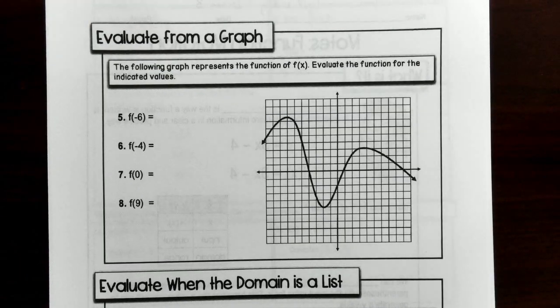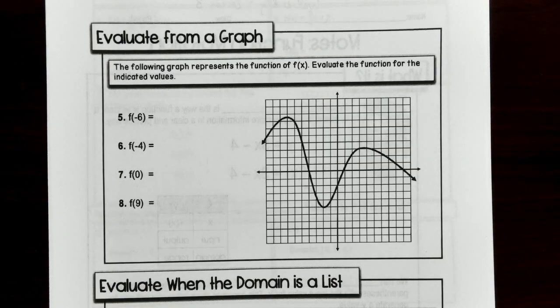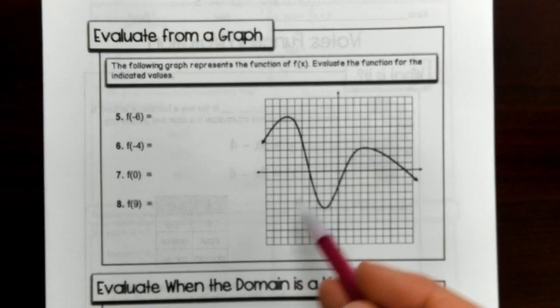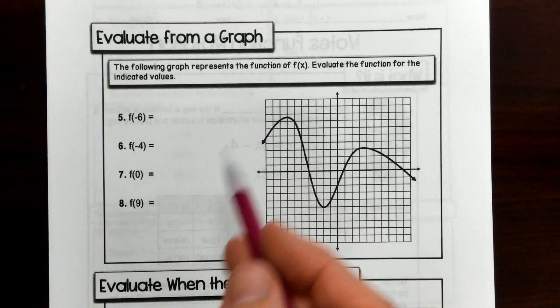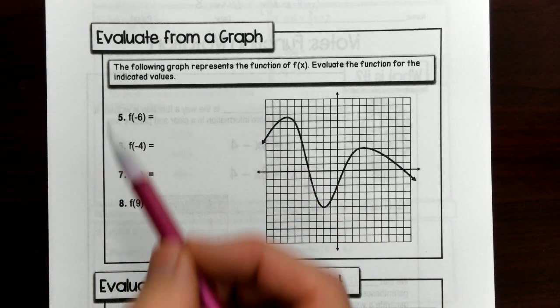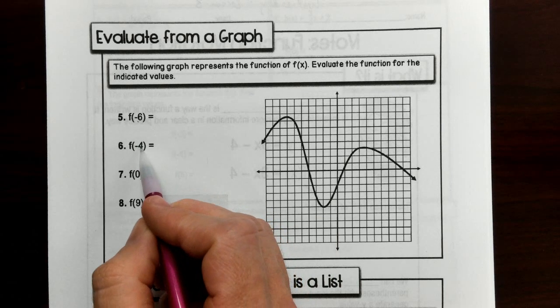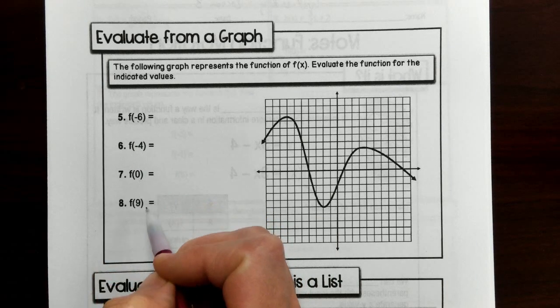So we're going to take a graph and we're going to find our domain or our range. Again, all we're doing is we're finding points on our function. All right, so we have a function here. This is a weird function. Okay, you haven't seen anything like this. No big deal. But I want you to evaluate this function at these points: when x is negative 6, when x is negative 4, when x is 0, and when x is 9.